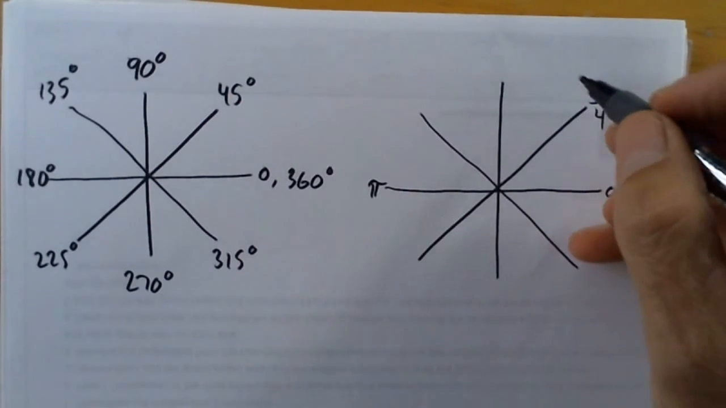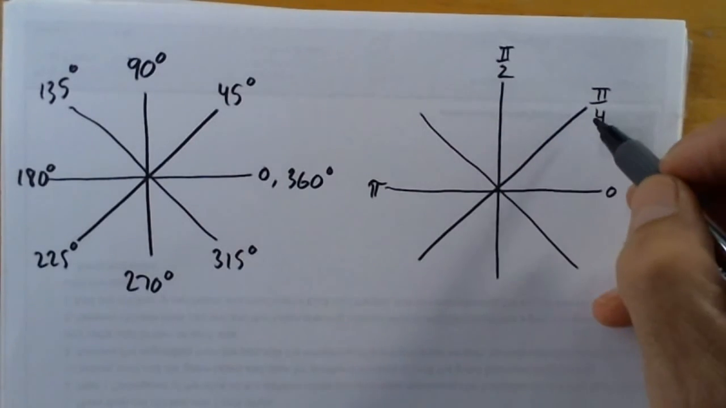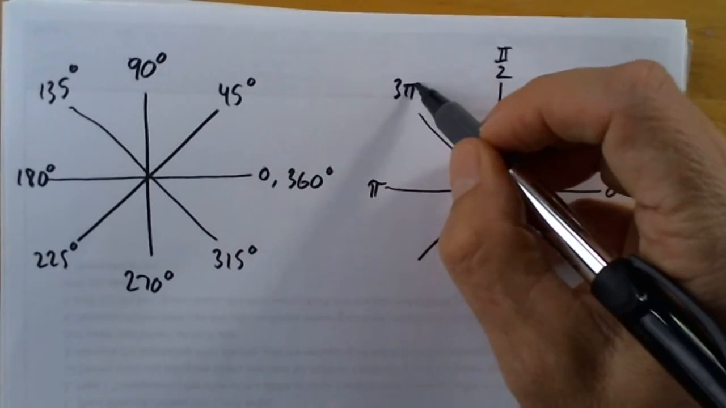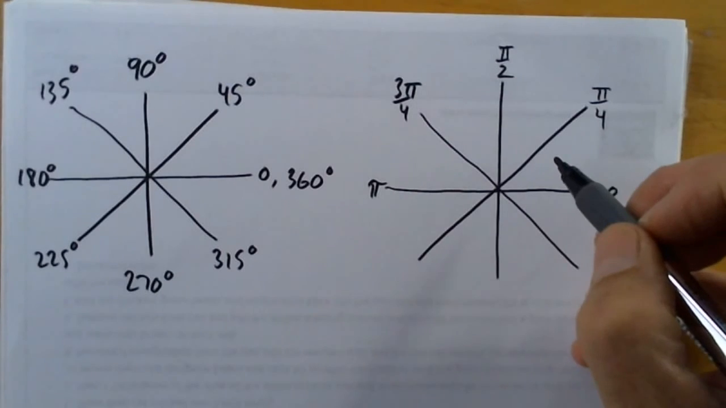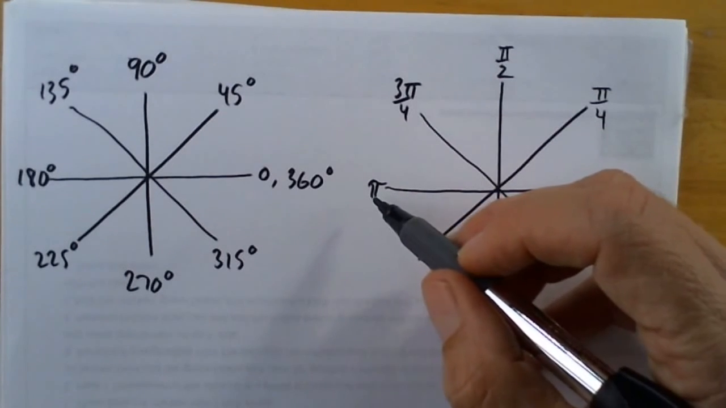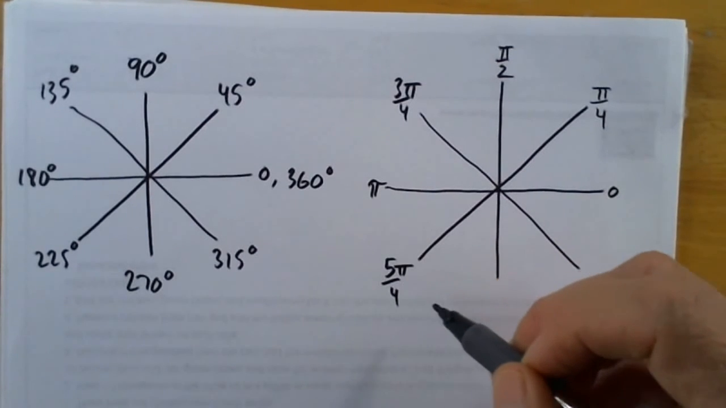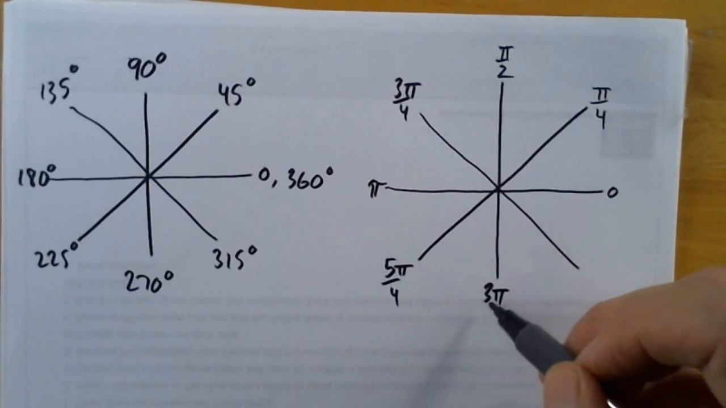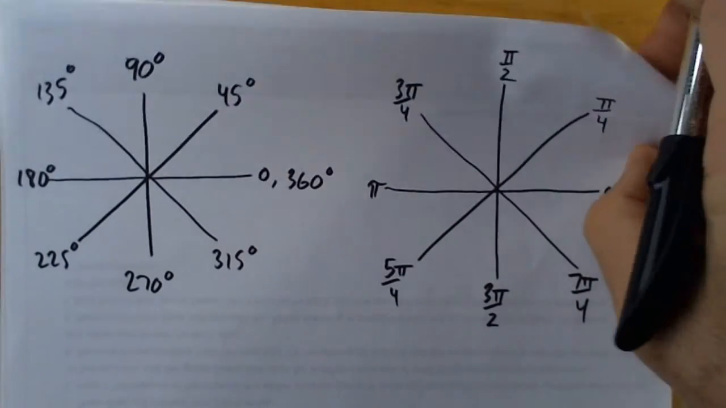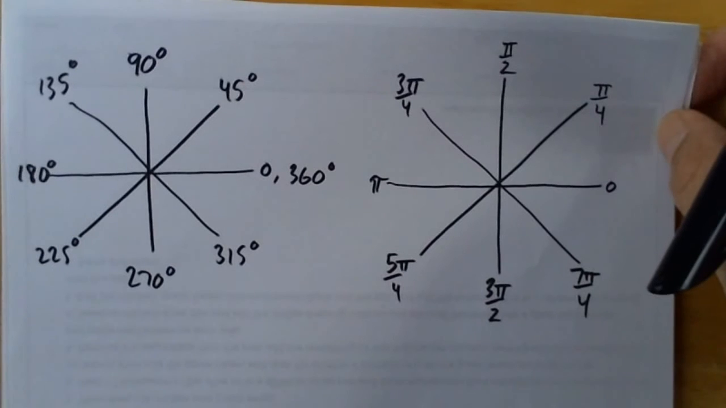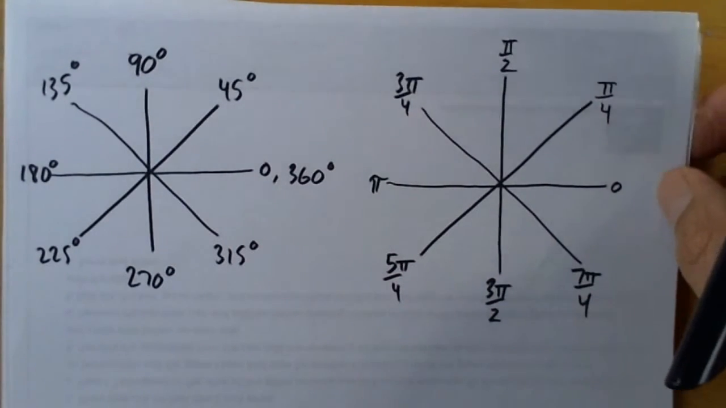Pi over 4 plus pi over 4 is pi over 2. Pi over 2 plus pi over 4 is 3 pi over 4. Or we could just count 1, 2, 3, 3 pi over 4. 1, 2, 3, 4, 4 pi over 4. 1, 2, 3, 4, 5, 5 pi over 4. 6 pi over 4. 7 pi over 4. So until you memorize the location of all the angles, you can just draw this picture and count around.